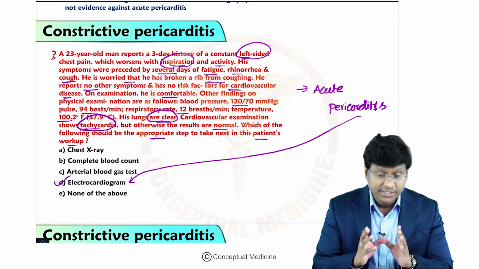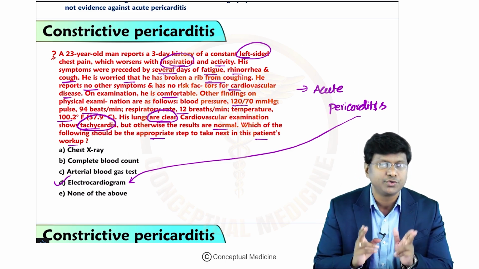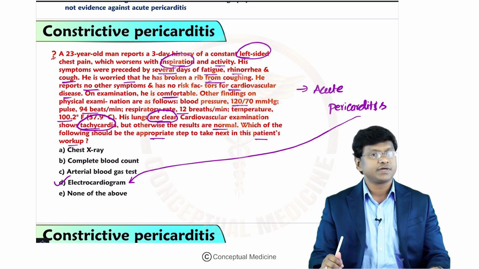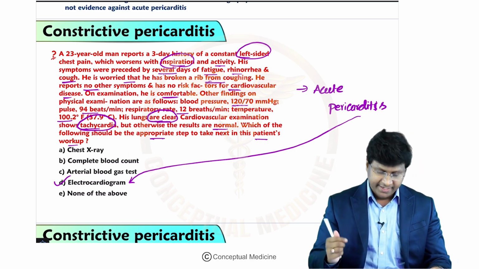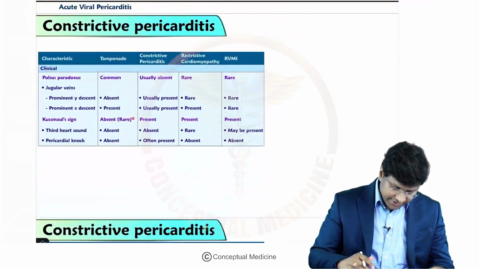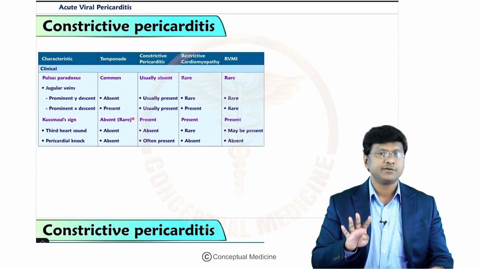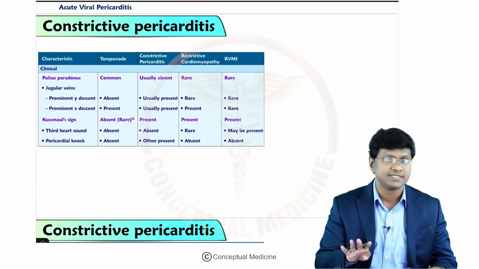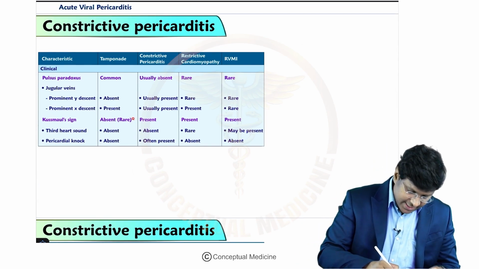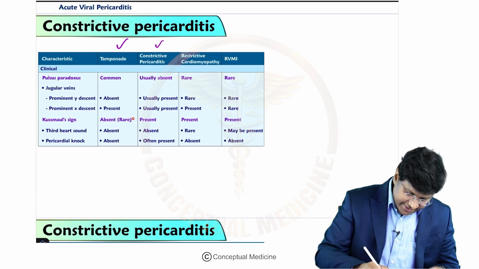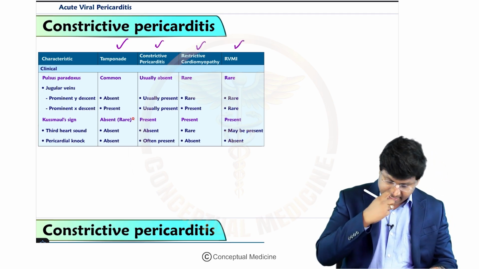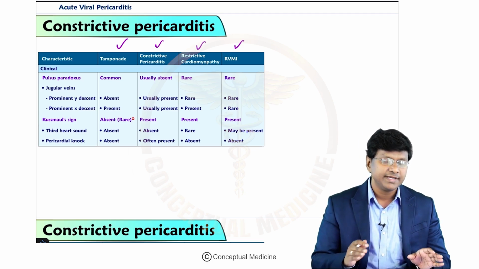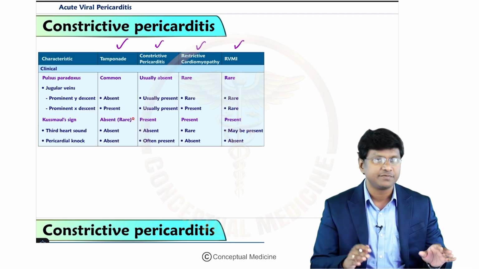Because let me tell you, recurrent acute pericarditis can make the individual progress to the development of constrictive pericarditis. Okay, next. So these are the four clinical scenarios which you should be able to differentiate: cardiac tamponade, constrictive pericarditis, restrictive cardiomyopathy, and right ventricular myocardial infarction. You should be able to differentiate these four clinical conditions one from the other.